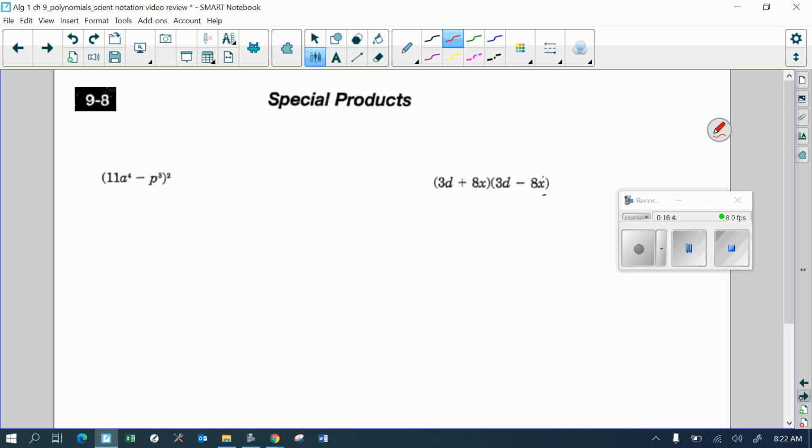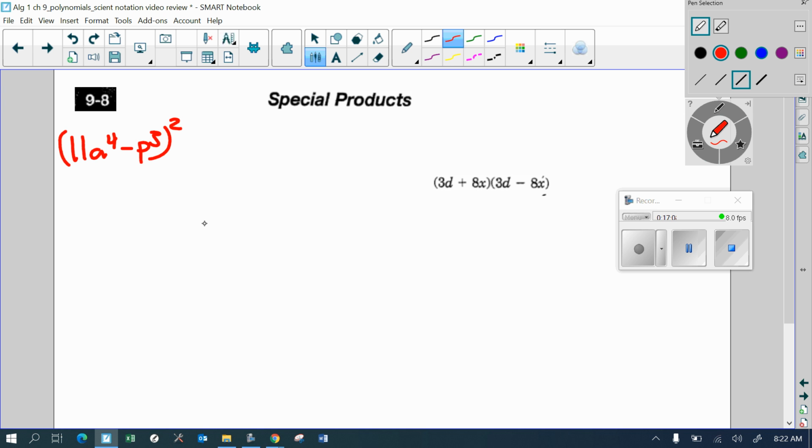Okay, next, special products. When I square a binomial, I'll write this bigger, 11a to the fourth minus p cubed squared. I'll just go ahead and get rid of that. When I square a binomial, how do I know it's squaring a binomial? Because it has a 2 there. That's squared. Okay, that means multiply it by itself.